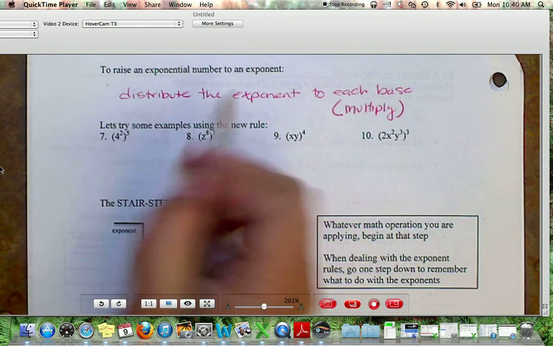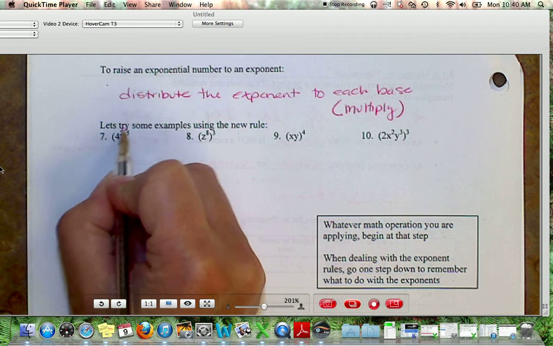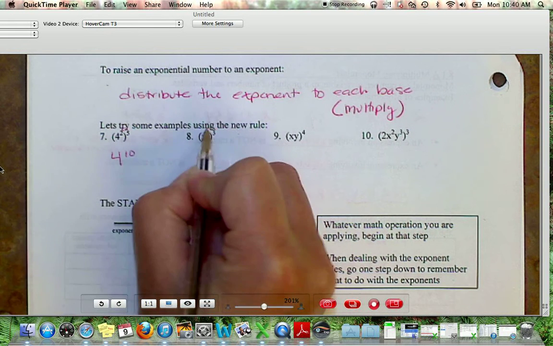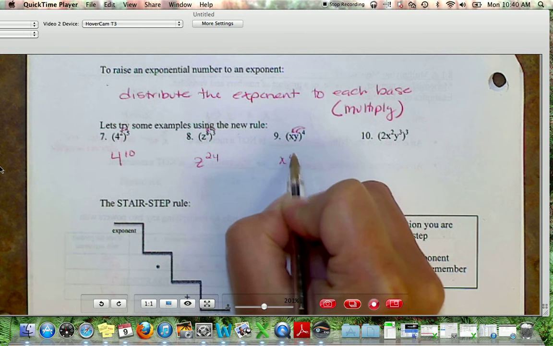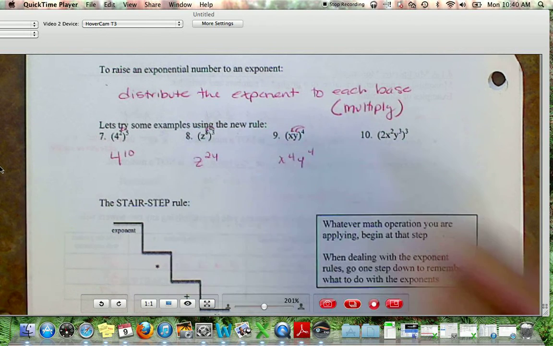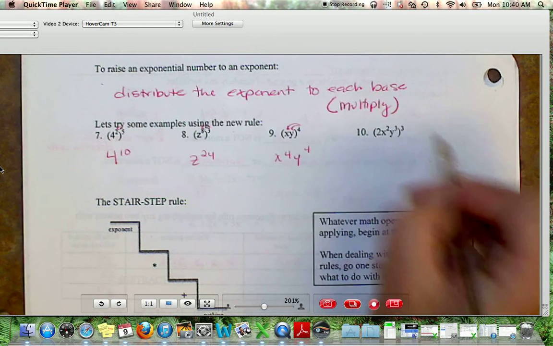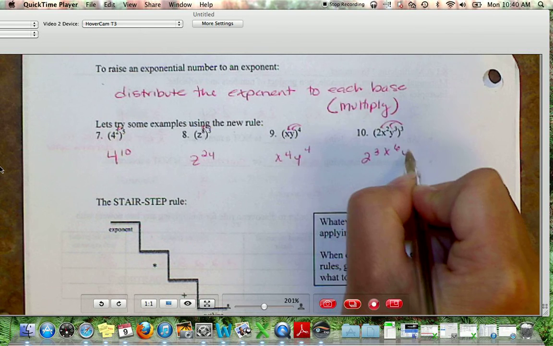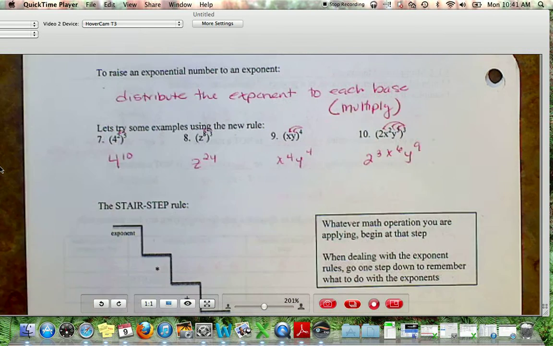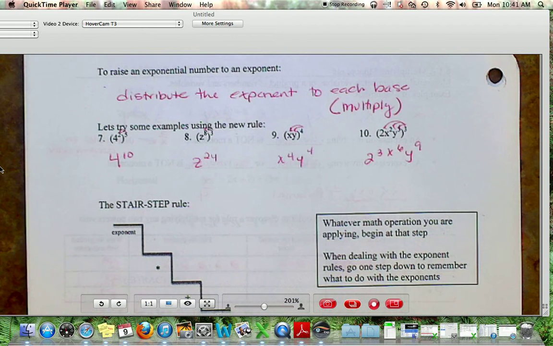All right, so we're just passing it out. We want to multiply, so that'd be 4 to the 10th, z to the 24th, x to the 4th, y to the 4th. Make sure you pass it out to every single base inside. And this becomes 2 to the 3rd, x to the 6th, y to the 9th. Boom.